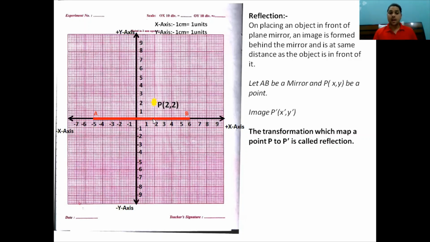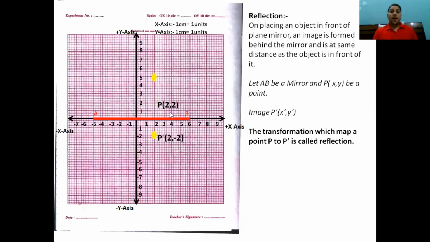So where will we have the image? The image will be behind the mirror. If this is a mirror and it is the reflecting surface, the image will be behind the mirror at an equal distance, 1, 2. So we have the image at this point. If you look here, the x-coordinate does not change, only the y-coordinate changes. So we have coordinates (2, -2) here.